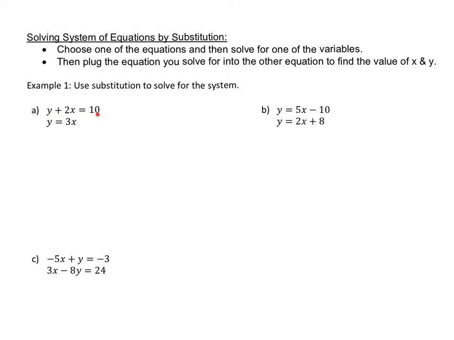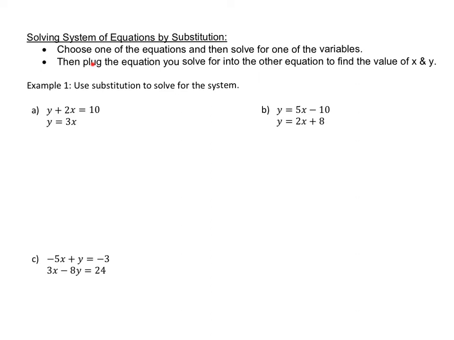Notice I have a system of equations. This one's a little bit simpler because in this second equation, the y is already by itself and it only has a 3x. Given the two equations, I choose one of the equations to solve for one of the variables. Lucky for me, one of them's already solved. In this equation here, the y is already by itself.